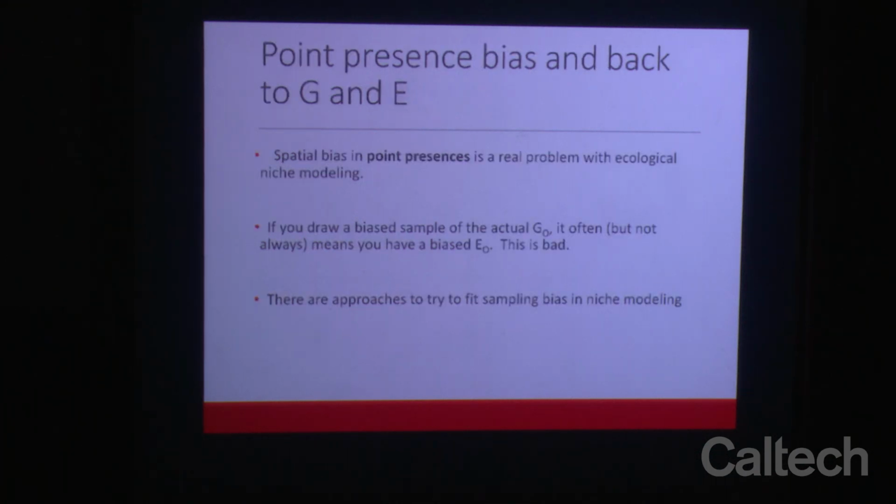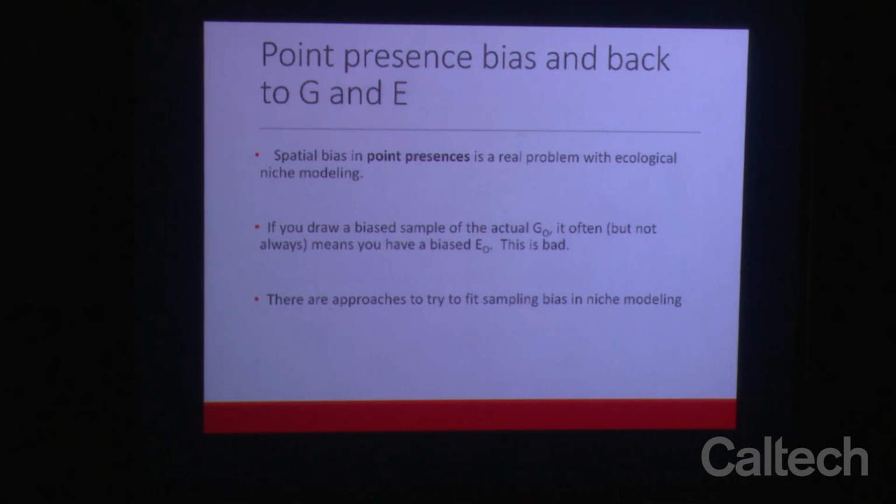and it really doesn't matter unless you have a really small area that you're sampling from. So a key point is that when we do these kinds of models, the spatial bias in point presences is really a problem, since if you draw a biased sample of the occupied geographical area, it also means you have a biased occupied environmental space, which is bad.